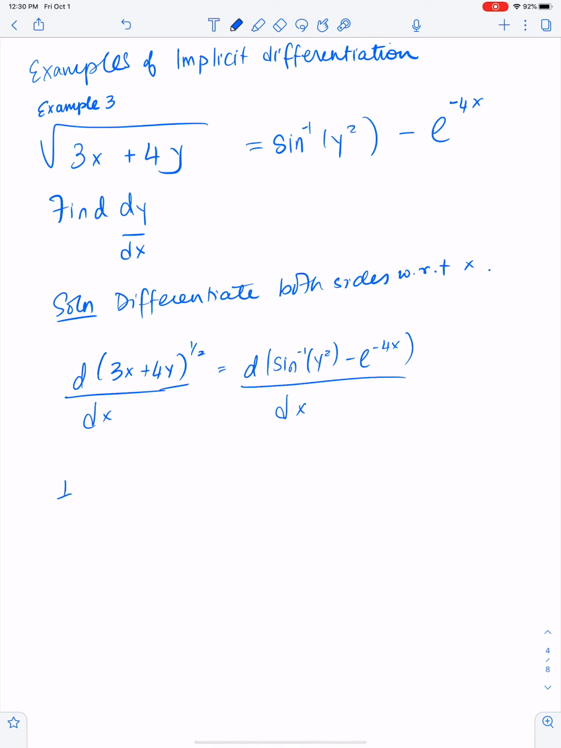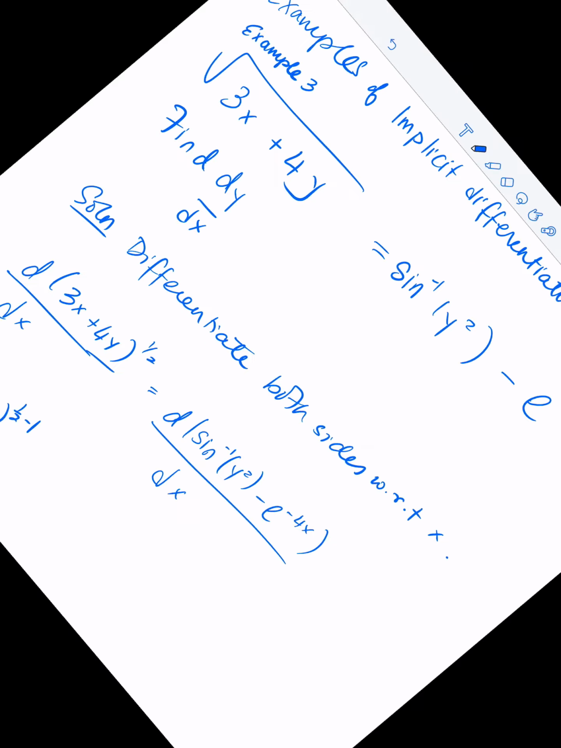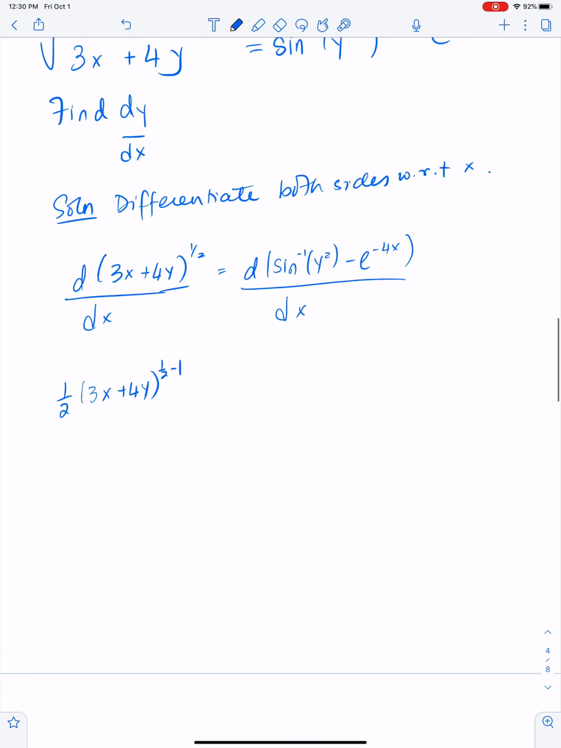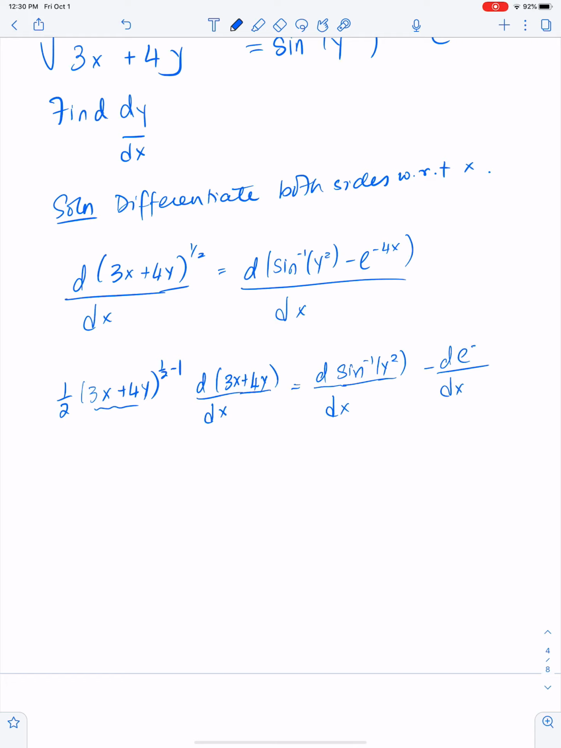Well, the half comes down, and you'll have the same function raised to 1/2 minus 1. But what was inside wasn't just x. It was a function of x and y. So what we need to do is throw in the derivative of the inside by the chain rule. And the right side, I'm just going to write it as a difference of derivatives because of the minus.